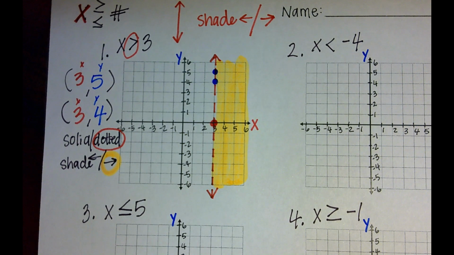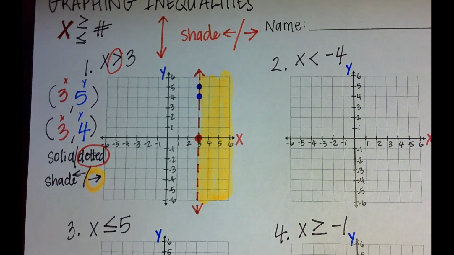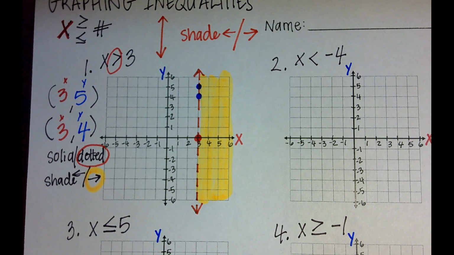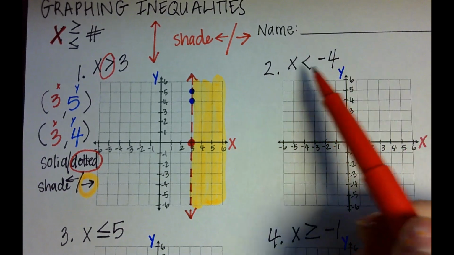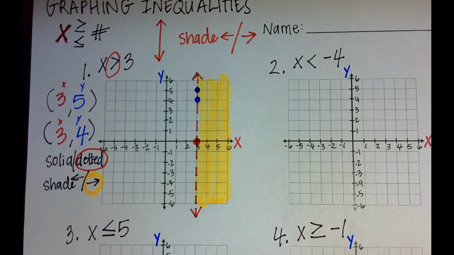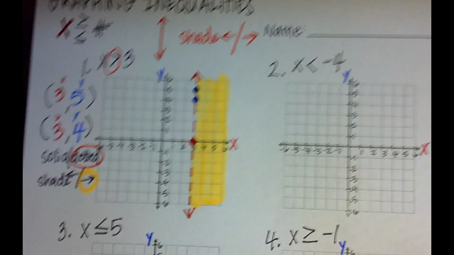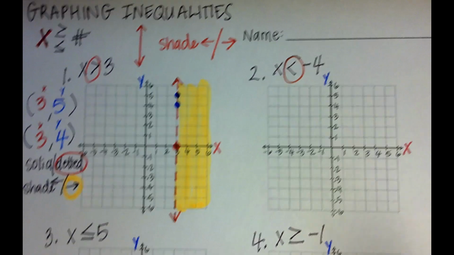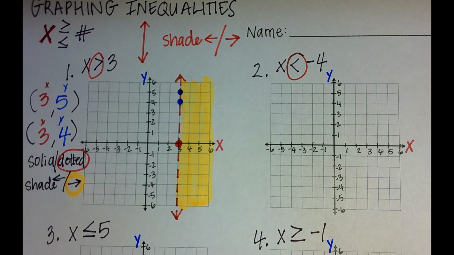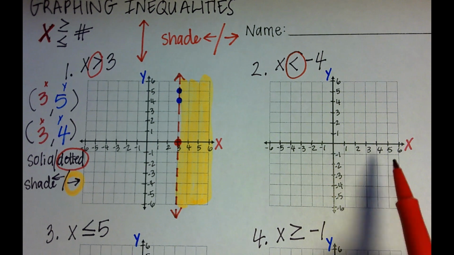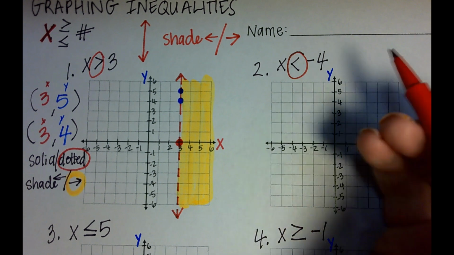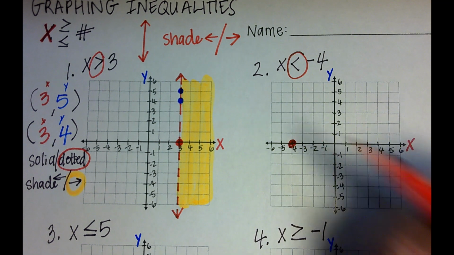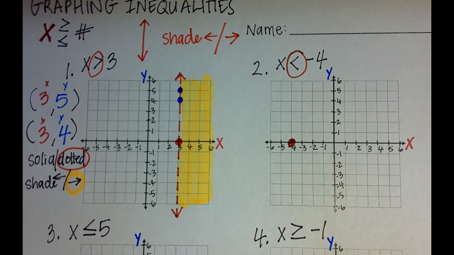Okay, can we look at number 2? Let's look at number 2. Somebody read me the inequality I have written for number 2. Perfect. X is less than negative 4. So where can I already put a point on my graph? Negative 4 on the x-axis, since we're looking at x.